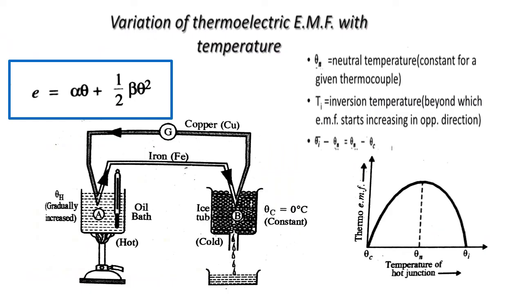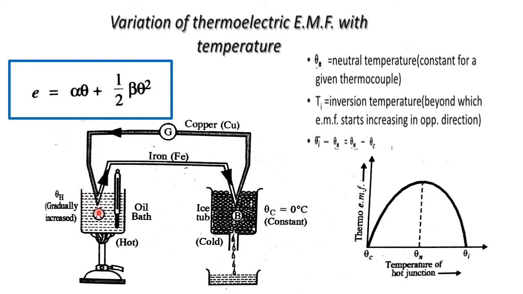Alright. And next, see here, variation of thermoelectric EMF with temperature. So we'll see how this thermoelectric EMF varies while we keep on increasing or decreasing the value of temperature. See here, this is the experimental arrangement. We have a thermocouple made up of copper and iron, and there is one galvanometer connected in between, which gives you the deflection, or shows you that the current is flowing. And you can see there are two junctions.